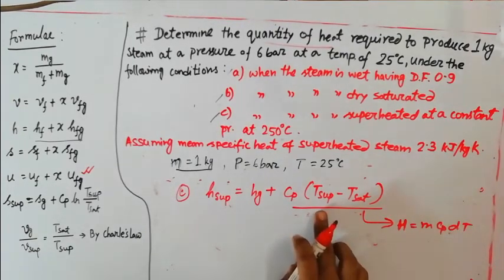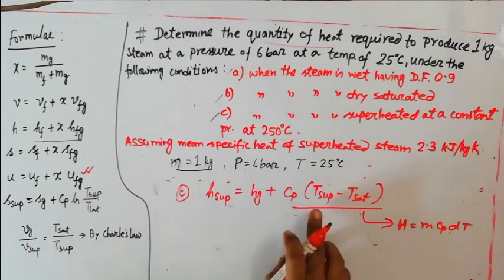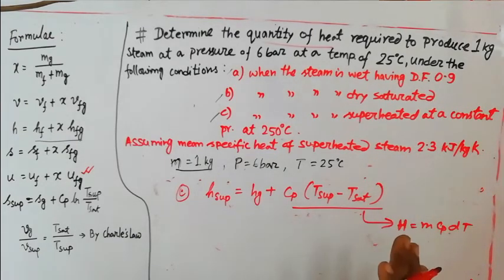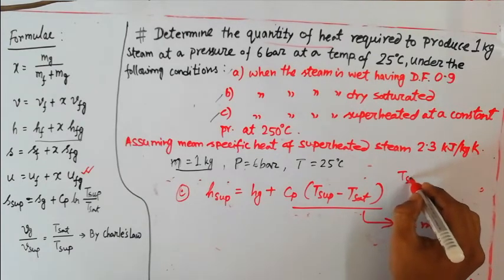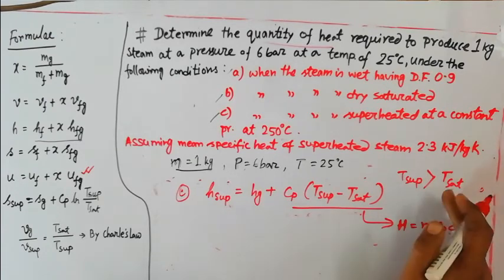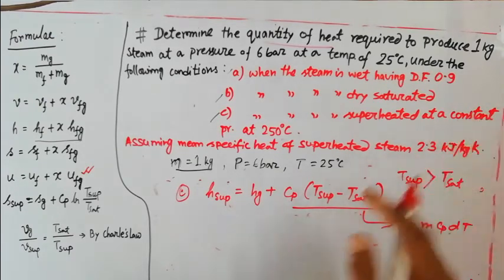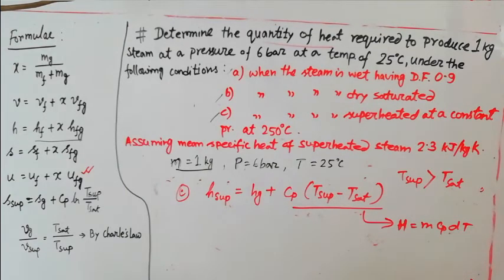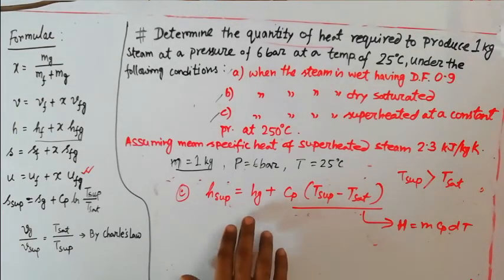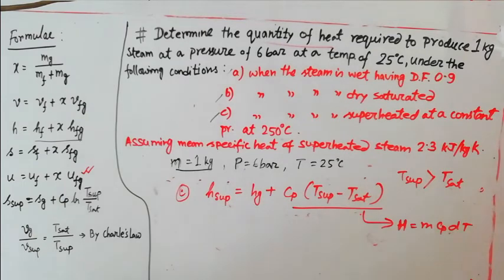Why am I writing the change of temperature as T sup minus T sat? Because from saturation temperature, steam is going to reach the superheated temperature. So obviously the temperature difference should be T sup minus T sat, because T sup will be higher than T sat. After reaching T saturation, additional heat will be required to achieve T superheated temperature. That's why H sup will be Hg plus Cp into T sup minus T sat.